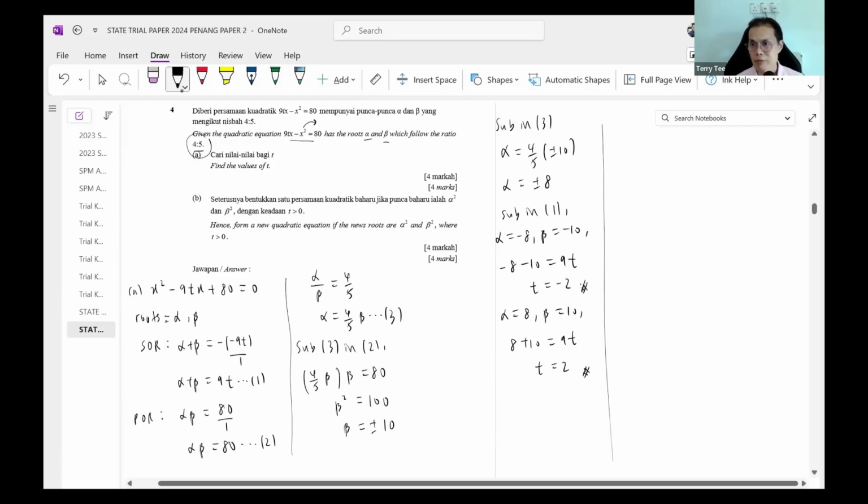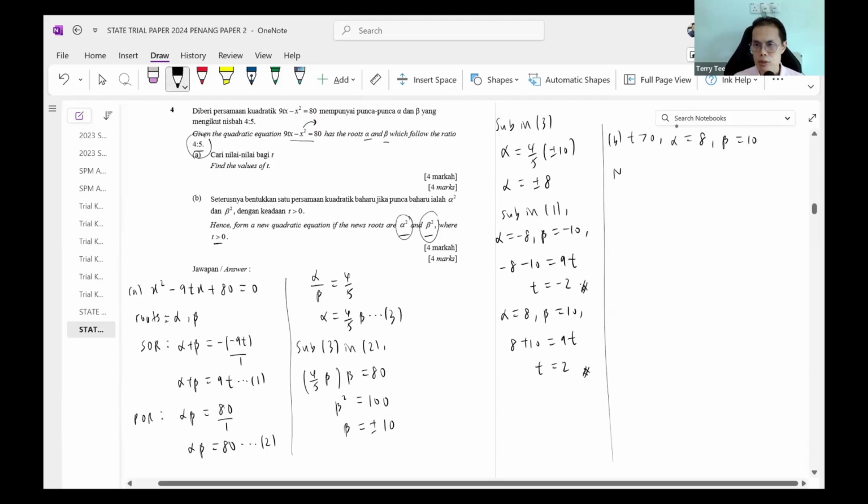All right, with that, we have to form a new quadratic equation with the roots of alpha squared, beta squared. Now, it is given that t is more than 0. So if your t is more than 0, t has to be 2. Therefore, your alpha is 8, beta is 10. But actually, in this case, it doesn't really matter, because if you take your alpha as negative, you square it, and beta you square it, it's still going to get the positive value, right?